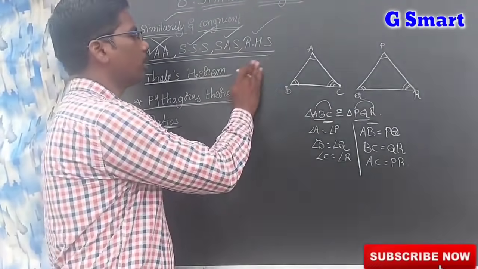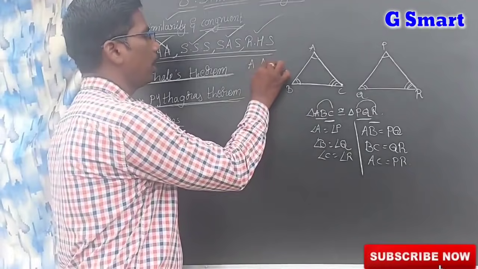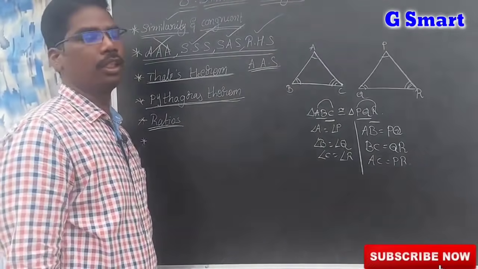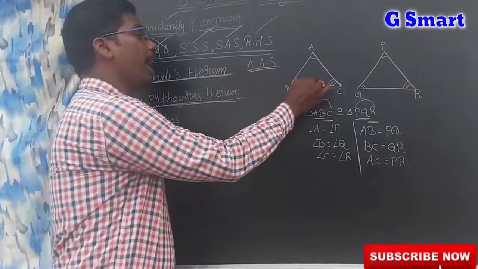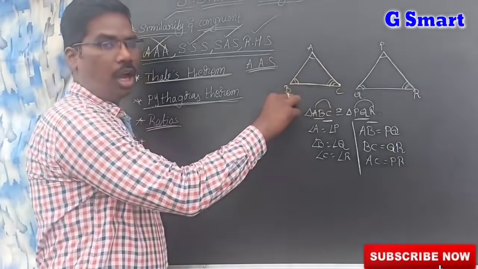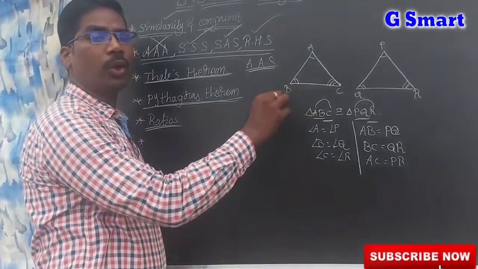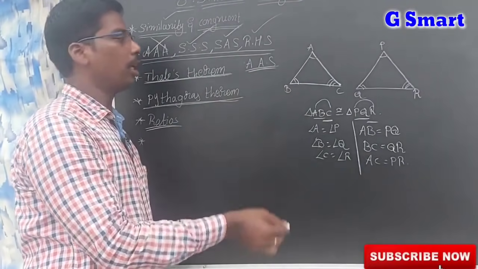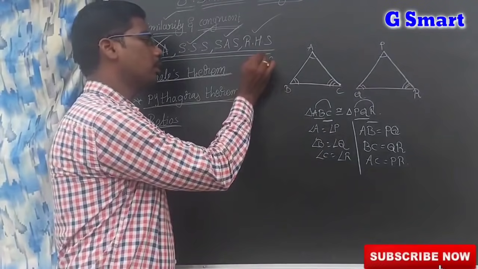So here one more property is there, that is AAS, angle side congruency. In a triangle, if two angles and any side are equal to the corresponding two angles and any side of another triangle, then the two triangles are said to be congruent to each other. This property is called AAS congruency.